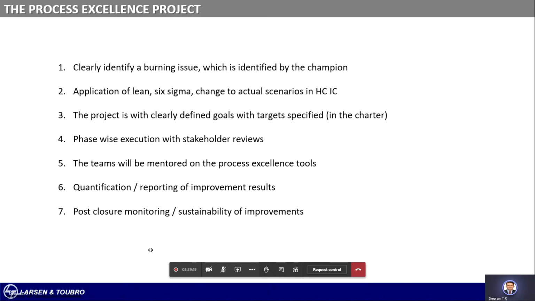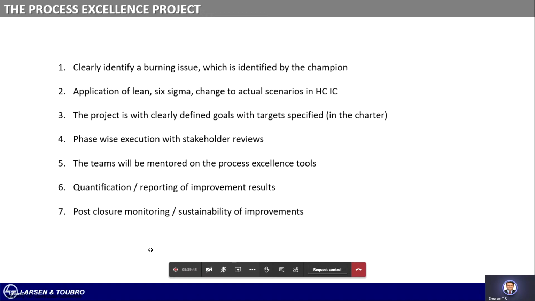So that is already there in the charter, and we will be going through the charter on Monday when we meet with the team. The charter is already ready for you, and the phase-wise execution with stakeholder reviews, we will talk about it in terms of what we will look at, what are the checkpoints for each phase, what is the checkpoint for plan phase, what are the deliverables for plan phase, what are the deliverables for do phase, and so on.